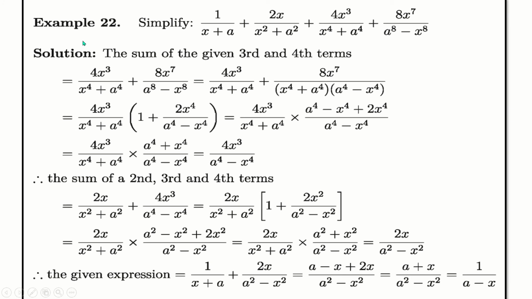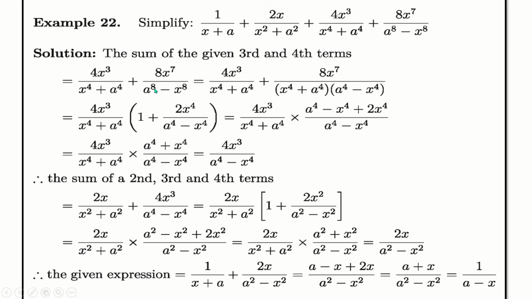Okay, another example: given 1 divided by (x plus a) plus 2x divided by (x square plus a square) plus 4x cube divided by (x to the power 4 plus a to the power 4) plus 8x to the power 7 divided by (a to the power 8 minus x to the power 8). Okay, this part is fixed. Here this equals a to the power 8 minus x to the power 8. This part is fixed, and this equals x to the power 4 plus a to the power 4. As here is plus, we can write any one first, no problem. And here will be a to the power 4 minus x to the power 4.